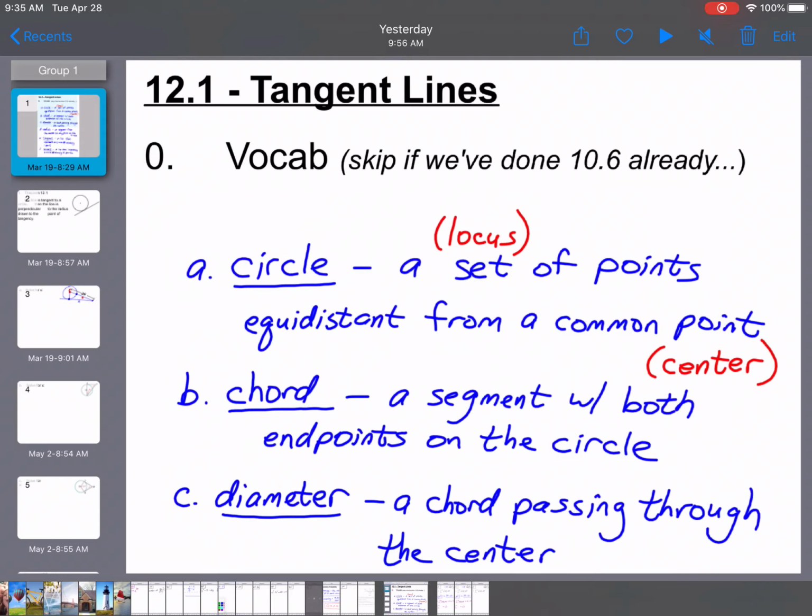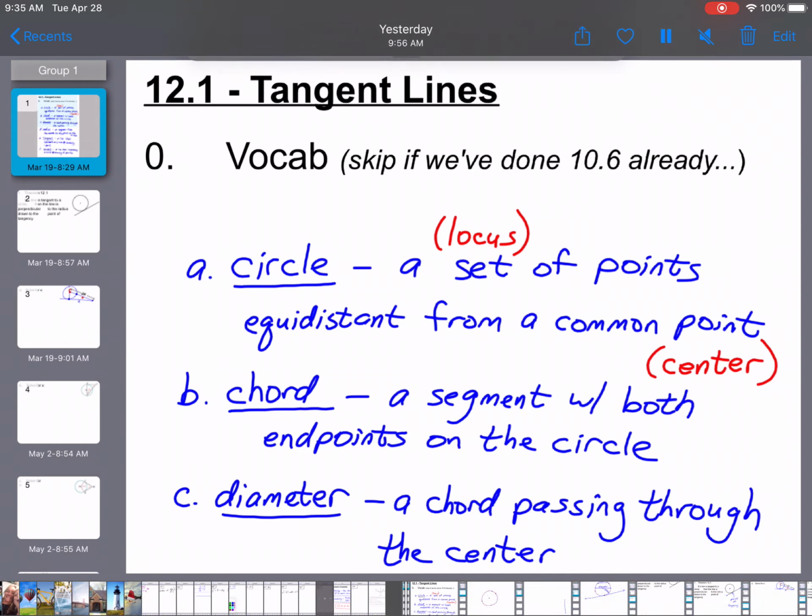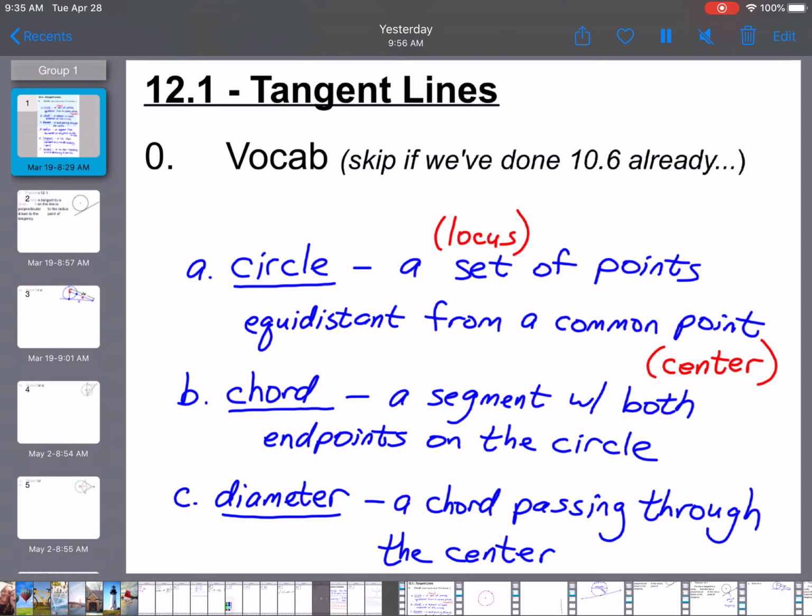Okay, you guys, I recorded all these notes for 12.1 yesterday, but apparently my sound wasn't working. So we're just going to watch the same video again right now, and I'm just going to talk over it. So hopefully this is going to work.